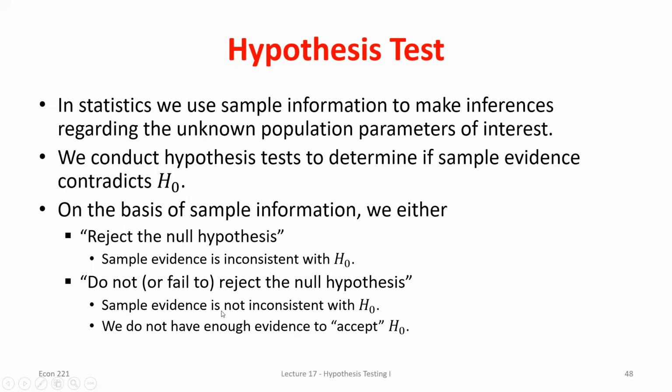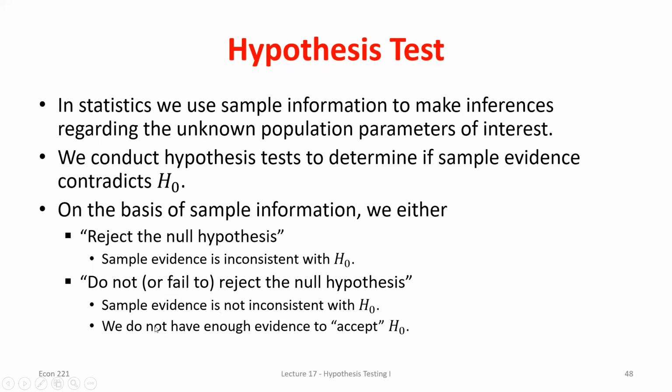We would fail to reject the null when we find sample evidence that's not consistent, but not inconsistent enough from that null. It's not far enough away from that assumed true mean. And then we can also have evidence where, what was I trying to say here? Do not fail to reject the null.